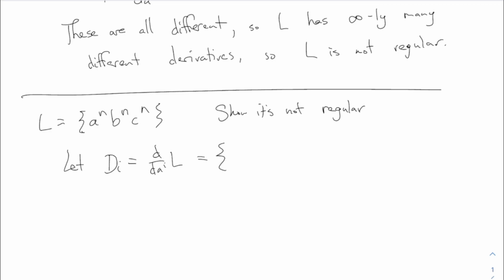And this time, what is the format of the string after you cancel out a bunch of a's at the beginning, i of the a's? You're just going to get a to the n minus i at the beginning, but still ends on the b's and c's. That's because this derivative cancels some a's at the beginning, leaves everything else the same. All right, and you just have to say, these are all different.